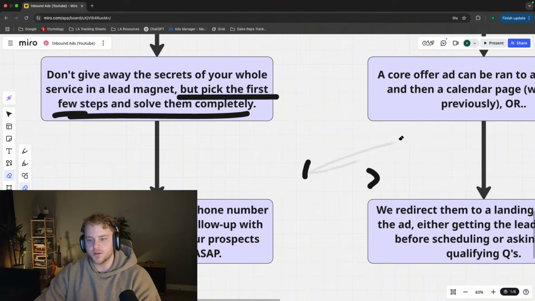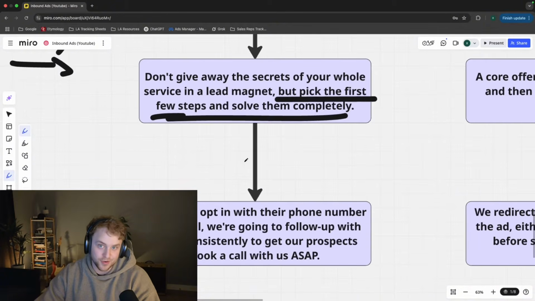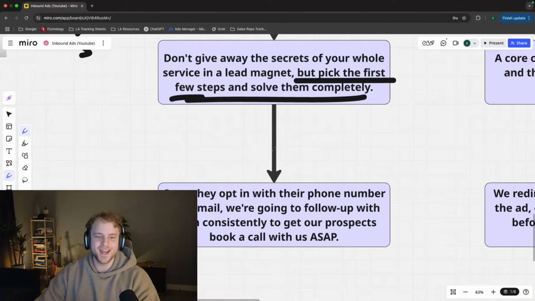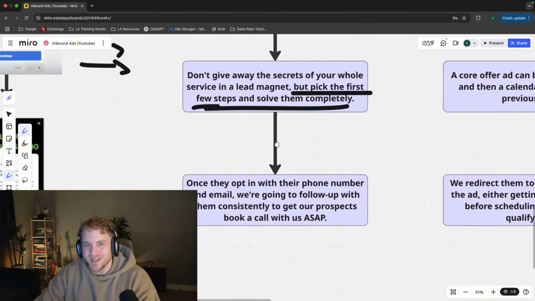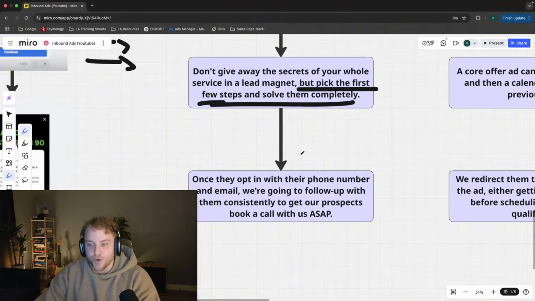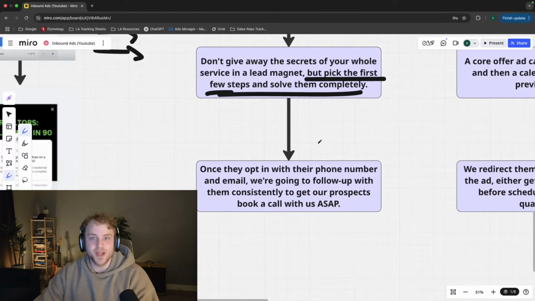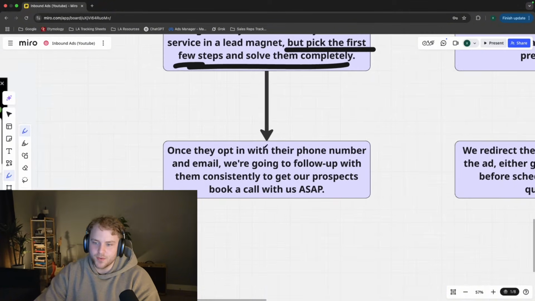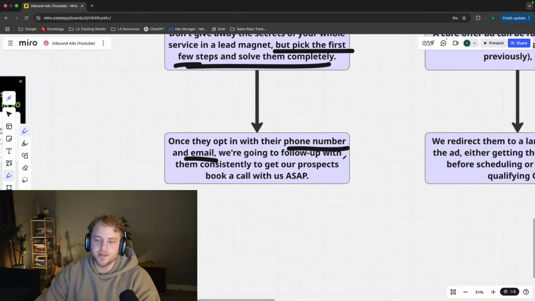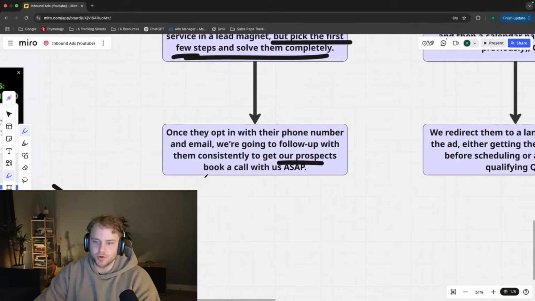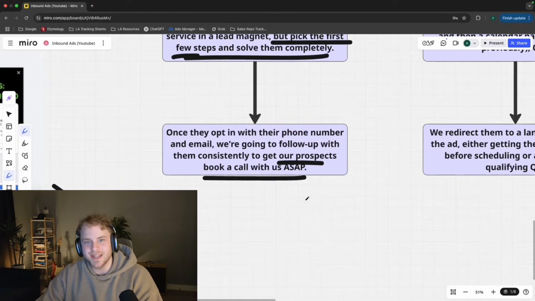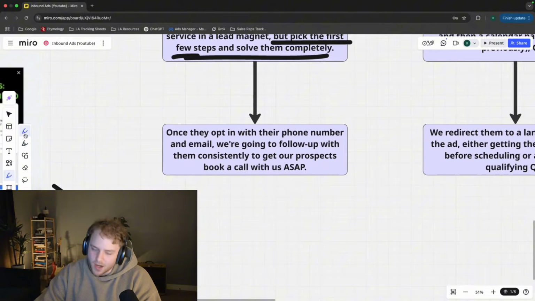There's no point in giving them everything in the world in terms of a lead magnet that basically overrides your whole service. So you don't want to give them every single thing that you know, but you're going to fully solve a few problems that they need solving so that we can solve the rest. Once they opt in with their phone number and email, we're going to completely follow up with them, 7+ follow-ups, to get prospects to book a call with us ASAP. So that's what we call a lead magnet ad. This is the first type of ad that you can run, and it really does work wonders.